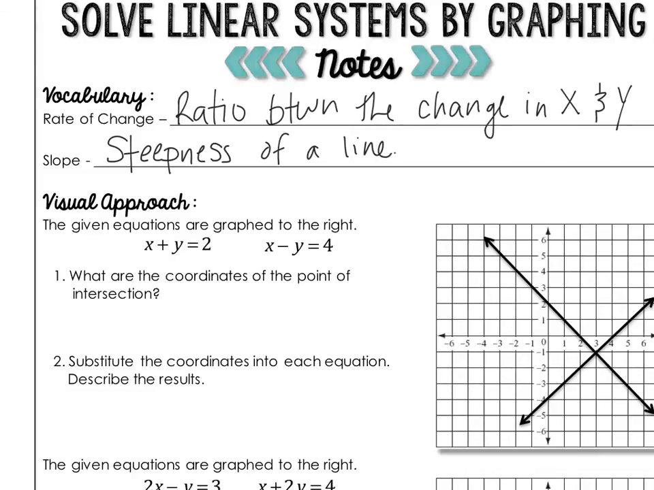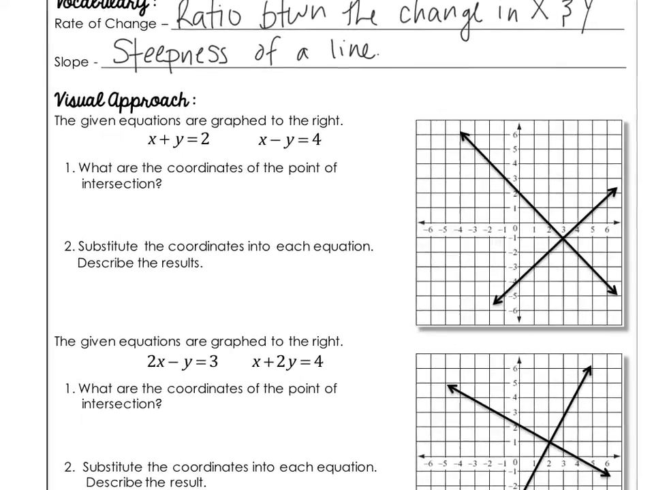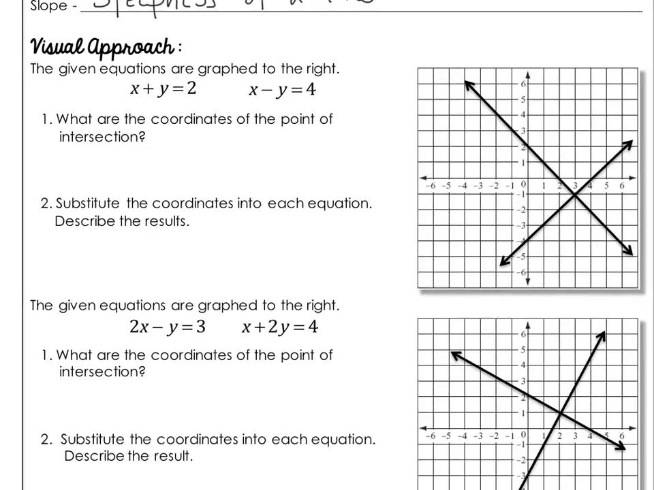So let's take a look at what we have over here. It says the given equations are graphed to the right, and here are two equations, both in standard form. It asks, what are the coordinates of the point of intersection? It looks like this is a one solution, and that point right there is at 3, -1. So 3, -1 is where they intersect, and that's the solution.